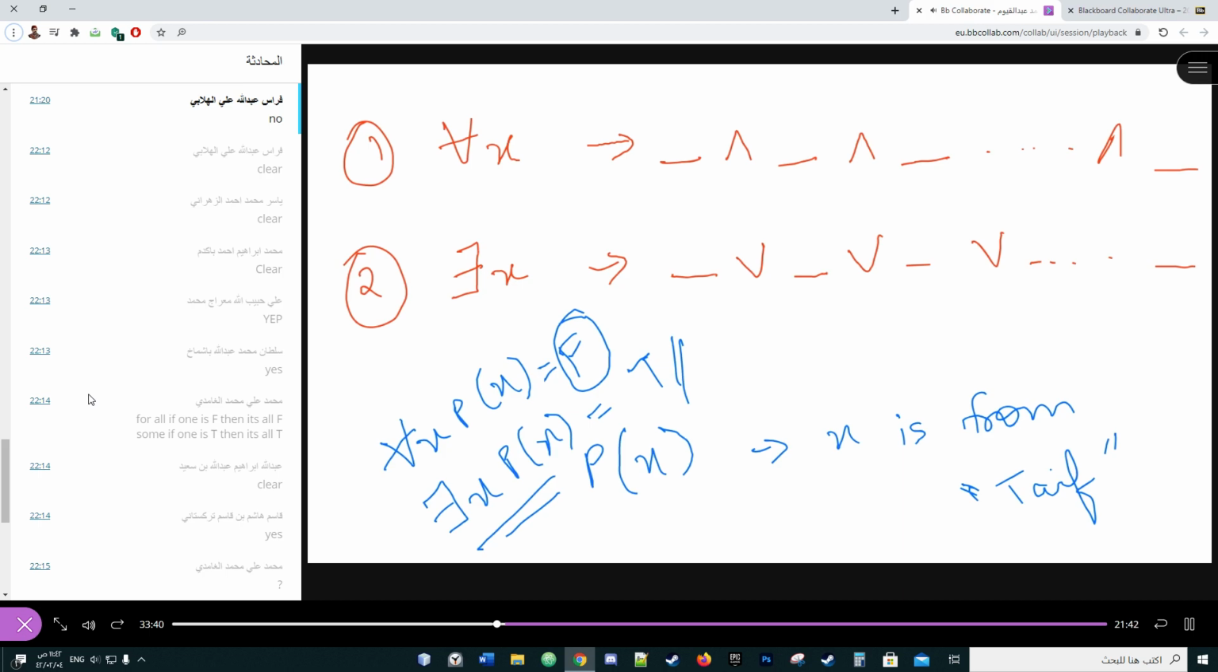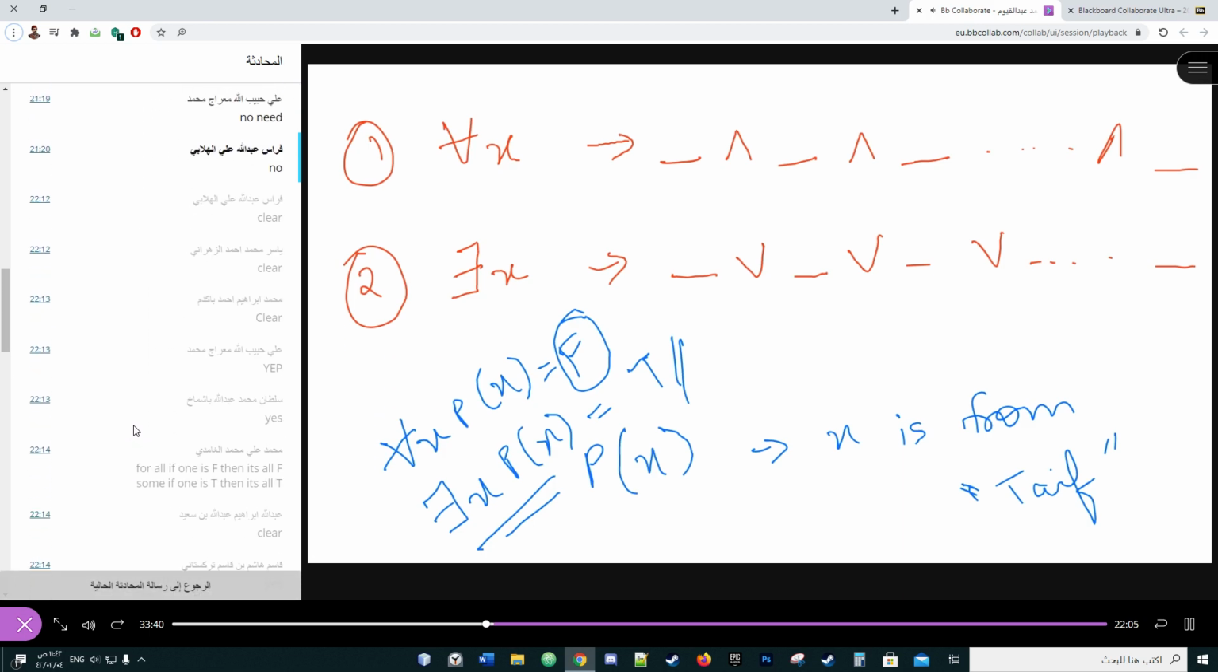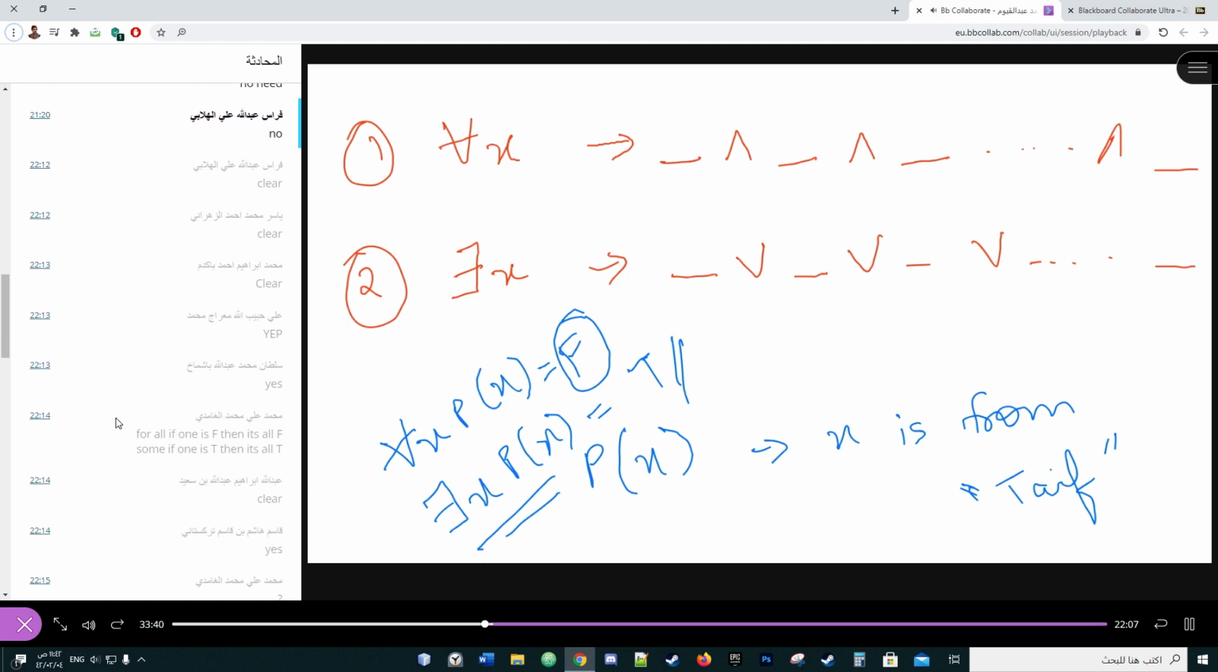Okay. So for all, I have to make sure it's true. I have to check with all integers or all the whole domain. But for false, one is enough. And there is an opposite case. For making it true, I need just one example. But for showing that it is false, I need to check all. Is that clear?